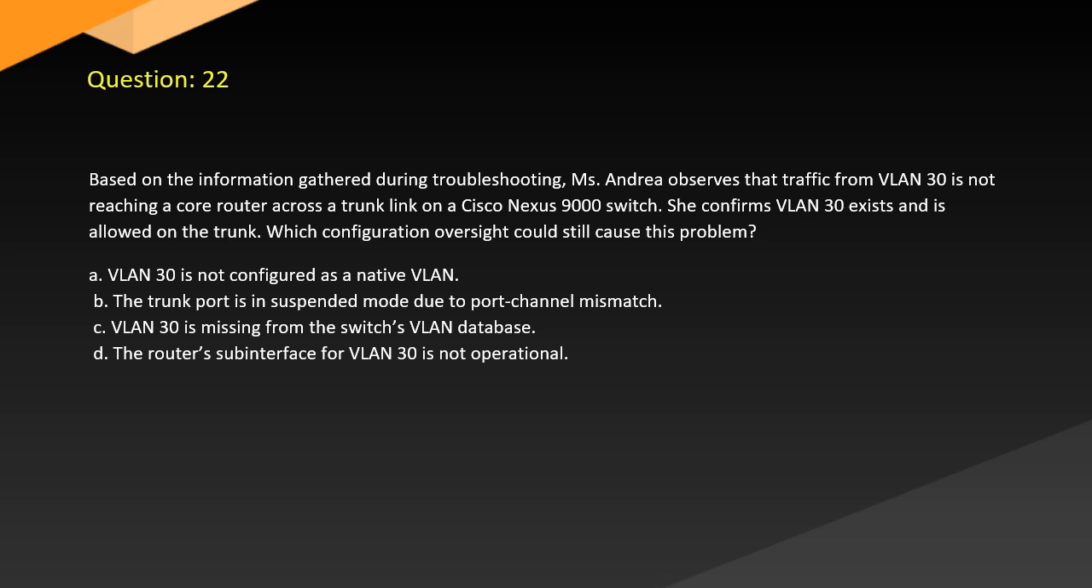Question 22. Based on the information gathered during troubleshooting, Isandria observes that traffic from VLAN 30 is not reaching a core router across a trunk link on a Cisco Nexus 9000 switch. She confirms VLAN 30 exists and is allowed on the trunk. Which configuration oversight could still cause this problem?